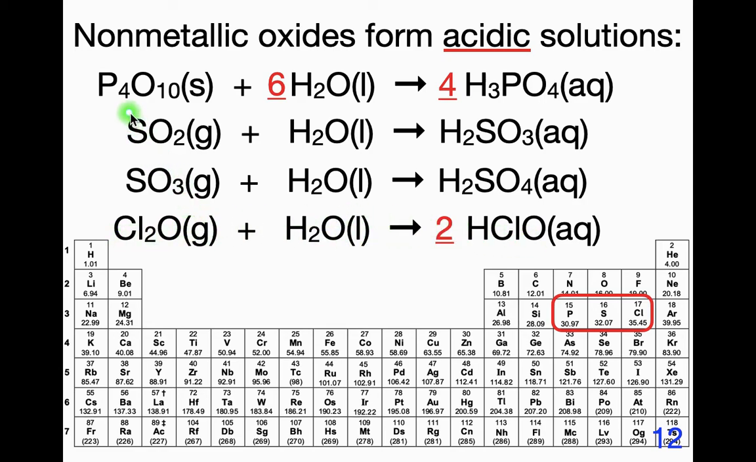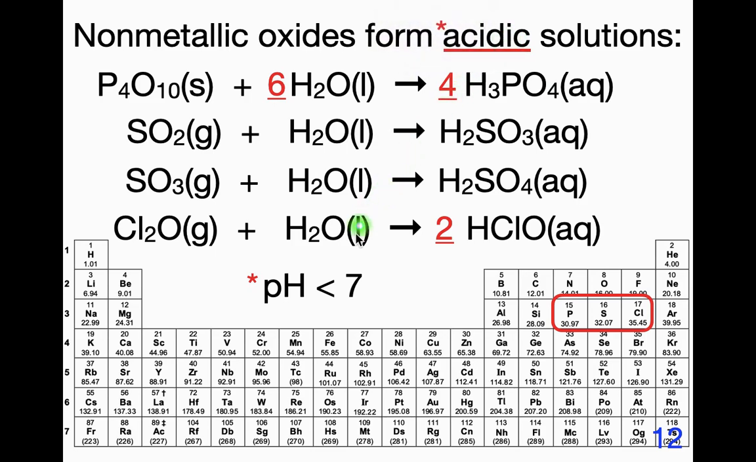And by the way, the sulfur oxides, these two, we'll be revisiting these when we get to our unit on acids and bases. This is part of what's called the contact process. It's the production of sulfuric acid. Sulfuric acid is the #1 most mass-produced chemical in the world.